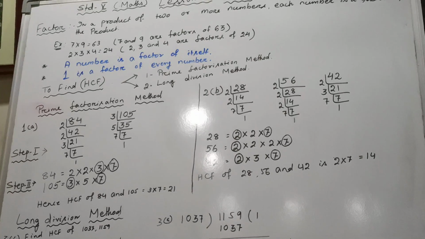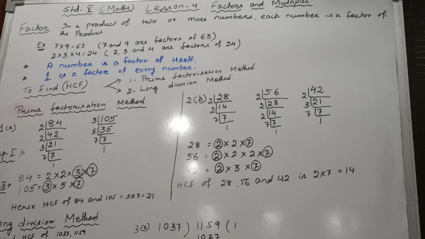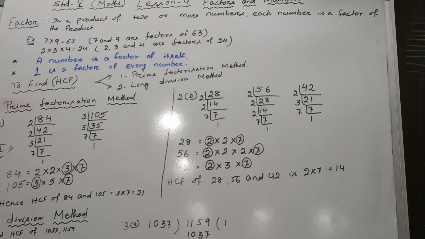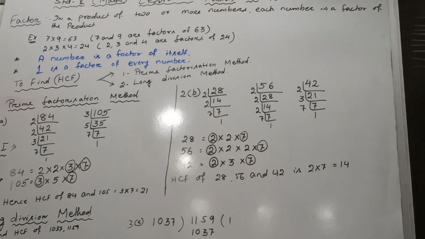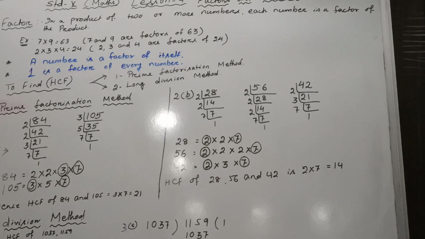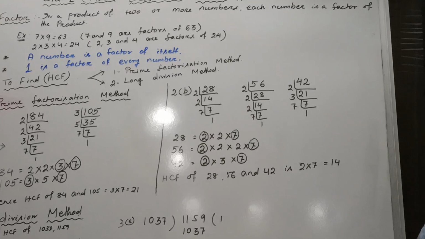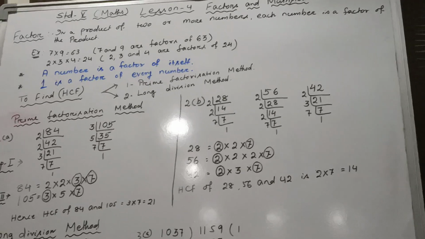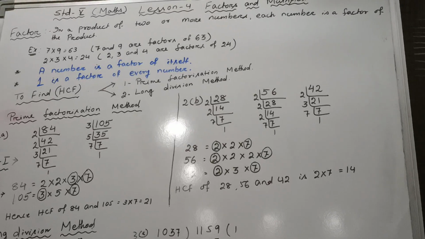That means 63 is completely divisible by 7 and 9. Second example, 2 into 3 into 4 equal to 24. Here 2, 3 and 4 are factors of 24. That means 24 is divisible by 2, by 3 and by 4. So 2, 3 and 4 are factors of 24.